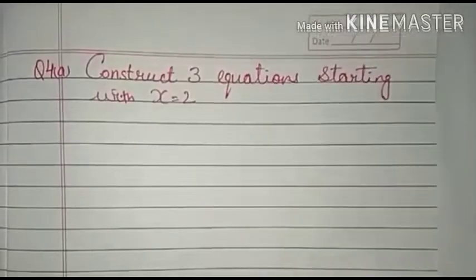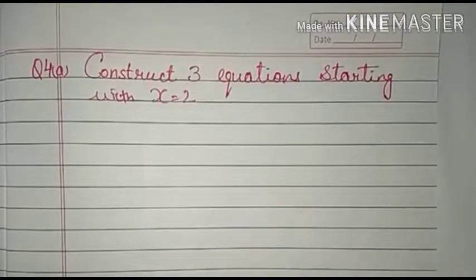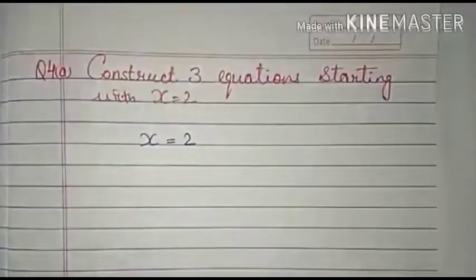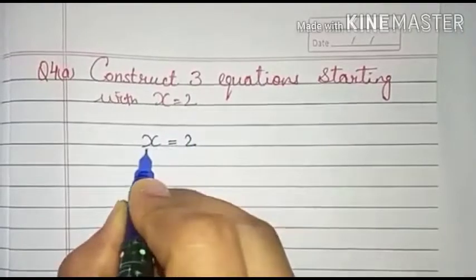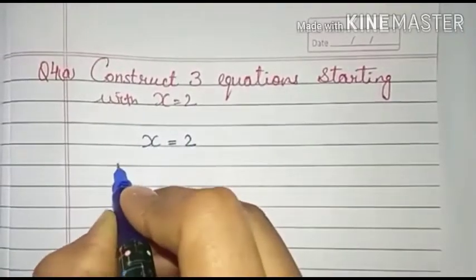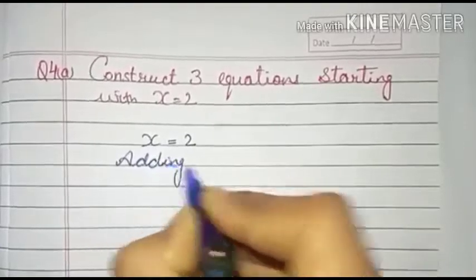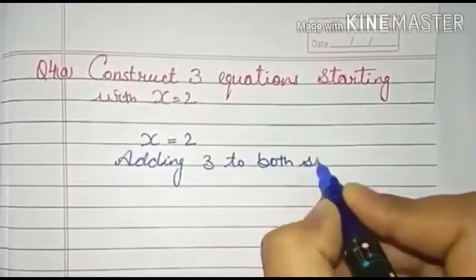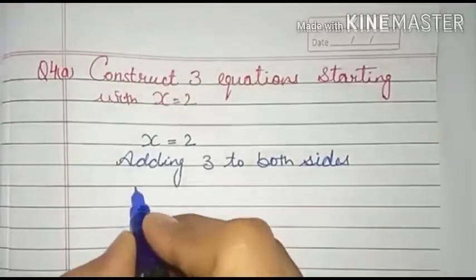Now students, we are going to do question number 4, A part. Construct 3 equations starting with x is equal to 2. So here we are given x is equal to 2. And for making an equation starting with this only, I am going to add 3 to both sides. I have taken 3. You can take any number of your choice.